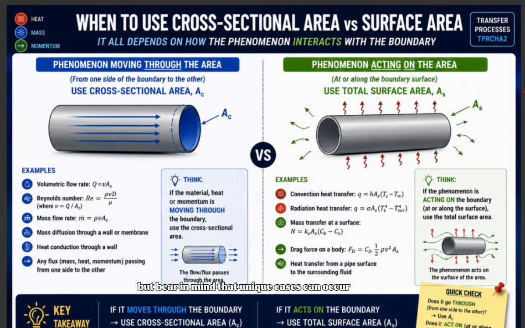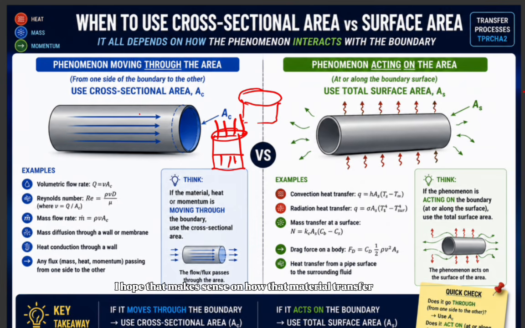But bear in mind that unique cases can occur where you are using the cross-sectional area to calculate the rate. Let's say I've got a vertical tank, just like you had in your question 2. It contains water, and water is diffusing through molecular diffusion through the top. The only area that is available is just that opening at the top, which becomes the cross-sectional area. I hope that makes sense on how that mass transfer is happening.